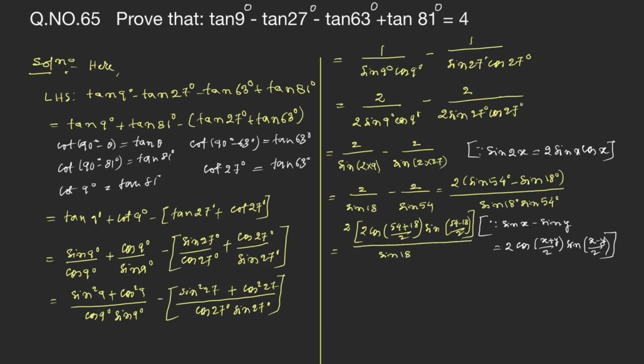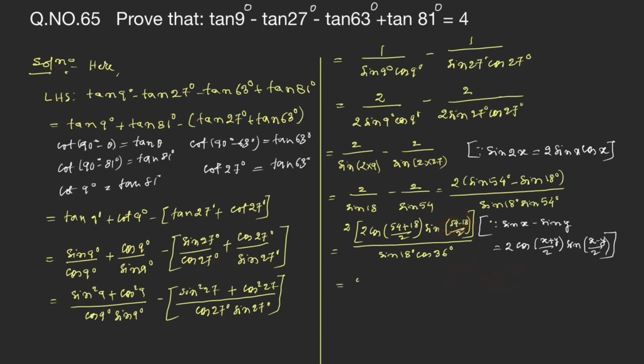sin 18 degree. So in the place of sin 54 degree we are able to write cos (90 degree minus 54 degree), which is equal to cos 36 degree. So this is cos 36 degree. Now 54 plus 18 is equal to 72, divided by 2 is equal to 36, and 54 minus 18 is equal to 36, divided by 2 is equal to 18 degree.